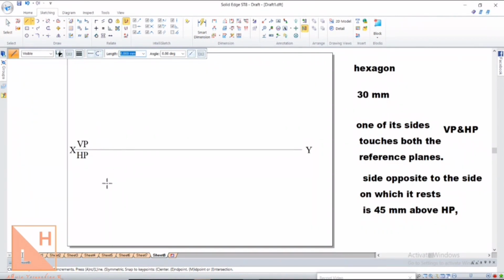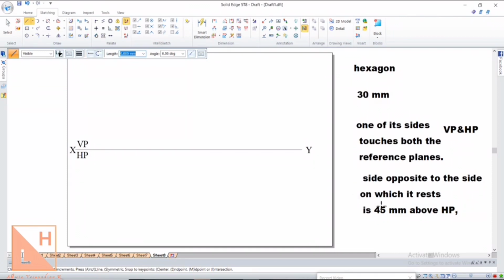So now we need to draw a hexagon of 30 mm side and we need to ask the question where to draw the plane figure, whether on VP or on HP. It says that one of its sides touches both the reference planes. So if it is given both the reference planes, we still have a confusion where to draw this plane figure. So if you are not able to get the solution for the first position using the first statement, you can go on reading with the second statement.